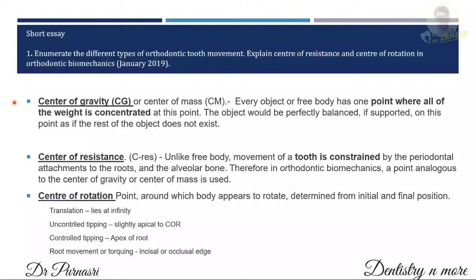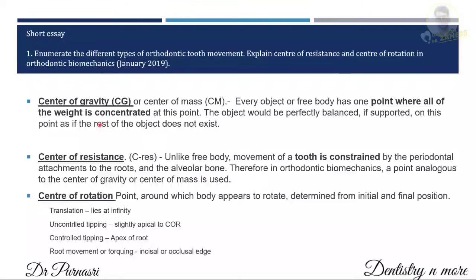So let's start first with center of gravity, which is also called the center of mass. For every object or free body, there is one point where all the weight appears to be concentrated. That point is called the center of mass or the center of gravity of that object. But center of resistance, unlike in a free body, the movement of a tooth is constrained. The tooth has periodontal ligament and it is surrounded by bone. So it is not a free body.